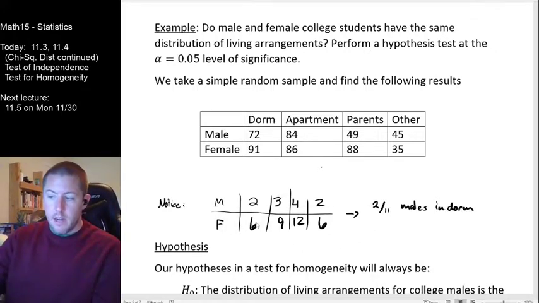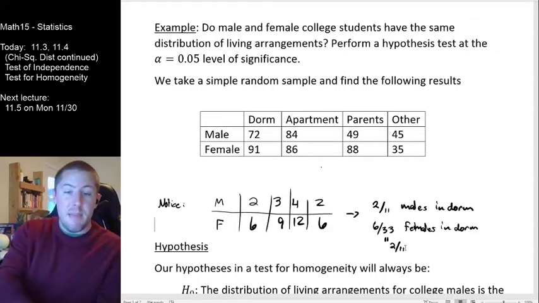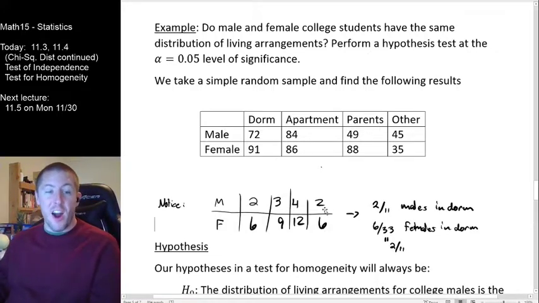What am I seeing over here? 6 plus 9 is 15, plus 12 is 27, plus 6 is 33. And I'm seeing that 6 out of 33 females are in a dorm. Well, notice what 6 out of 33 simplifies down to. It seems to me like the proportions are exactly the same in this table. Notice here, it seems like I just sampled 3 times as many females.